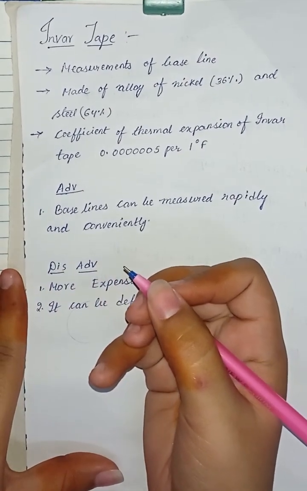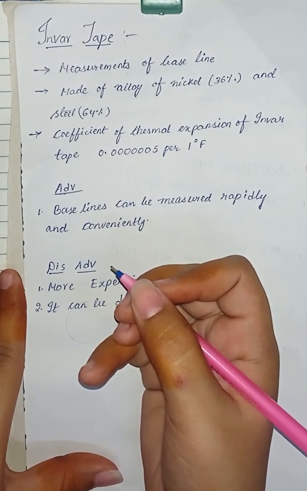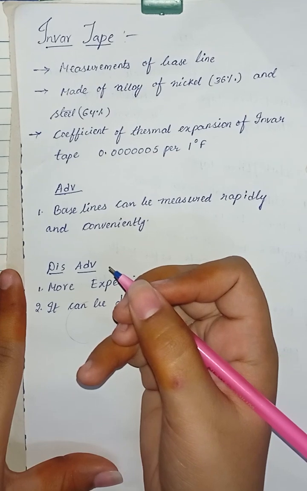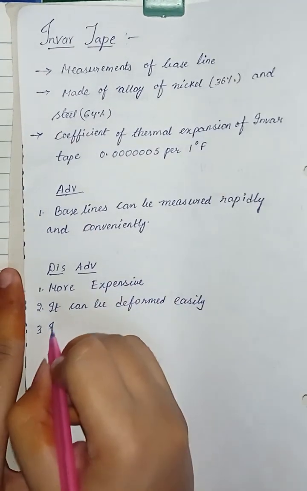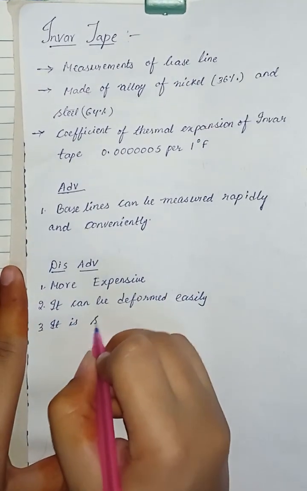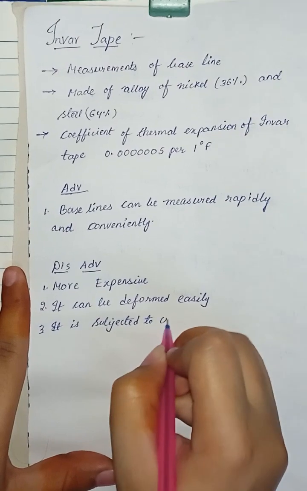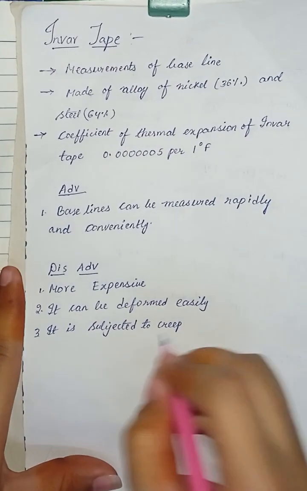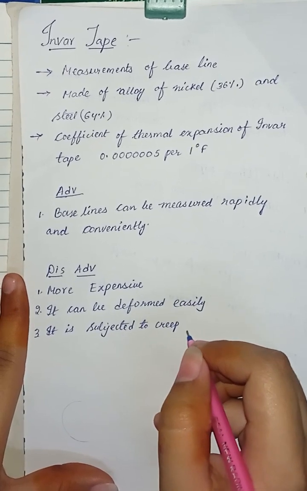Another great disadvantage of Invar tape is that it is subjected to creep, due to which it undergoes a small increase in length as the time goes on. What is another disadvantage? It is subjected to creep. Whenever the Invar tape is subjected to creep, then the small change in the length will show a greater distance.